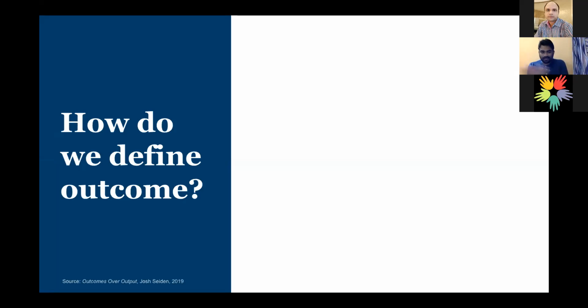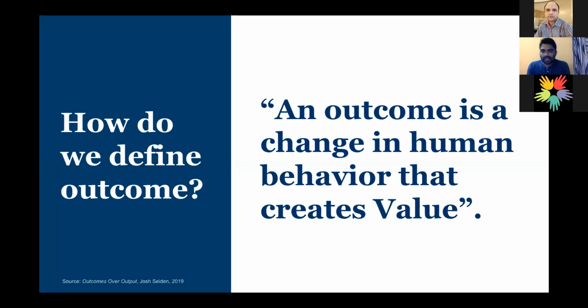I'm going to take Josh Seiden's help. As I said, he has described an outcome as a change in human behavior that creates value. Earlier in his book, he described it as a change in human behavior that drives business results. That's how the initial version of the book was published. Then feedback and reviews came to him asking whether it should be just business results, and that's when he rephrased it. Still, it holds intact. He just rephrased it to the more generic term of creating value.